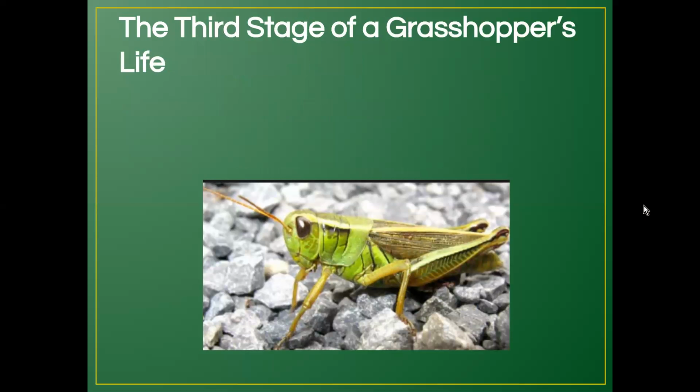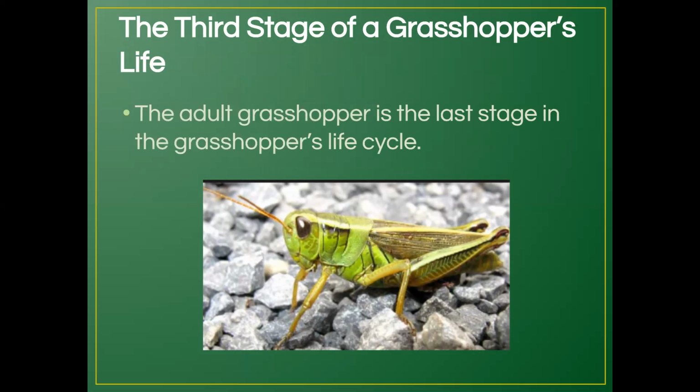The third stage of a grasshopper's life, the adult grasshopper, is the last stage in the grasshopper's life. It's the final stage. Grasshopper experiences an incomplete metamorphosis because the nymph looks like an adult. Remember the slide? It just showed us the grasshopper. The difference was there were no wings.